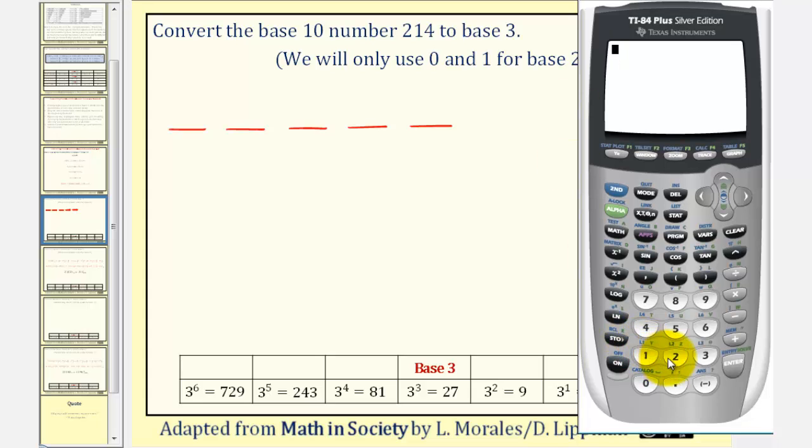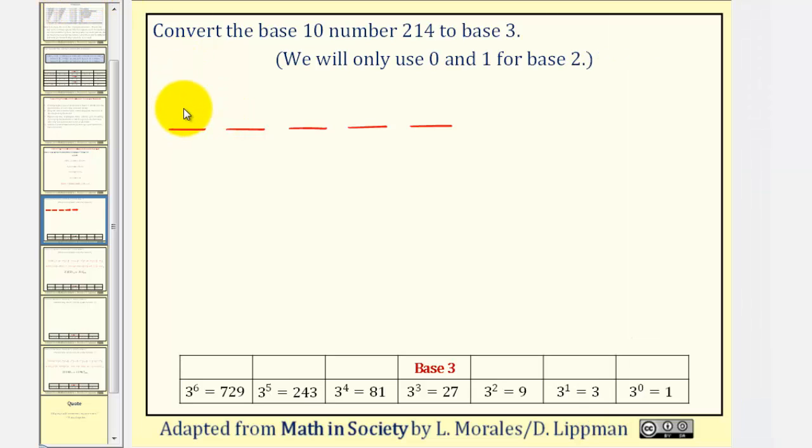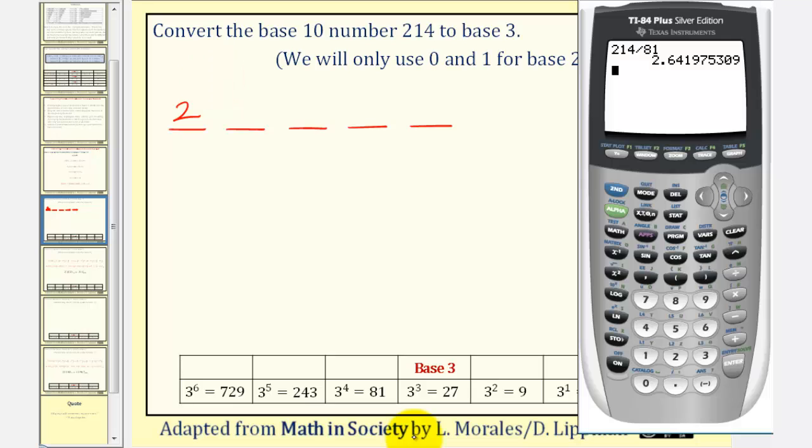So now we're going to take 214 and divide by 3 to the 4th, or 81. Now we'll take the whole number part, or 2, which will be the digit in the 81's place value. So we'll put a 2 here. And now we're going to subtract the 2, which will leave the decimal part. So minus 2, enter. And now each time we're going to multiply by the base, which in this case would be 3. So times 3, enter.